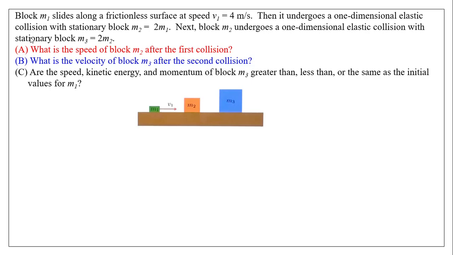So in this particular video, we have a system of 3 blocks that are going through elastic collisions in each one of these collisions. So if you need to pause the video, read the problem, and then keep up. All right, part A wants us to find the speed of M2 after the first collision. Part B wants us to find M3 after the second collision, and then it asks for all the speed, kinetic energy, and momentum for M3 after the collision compared to M1 in part C.